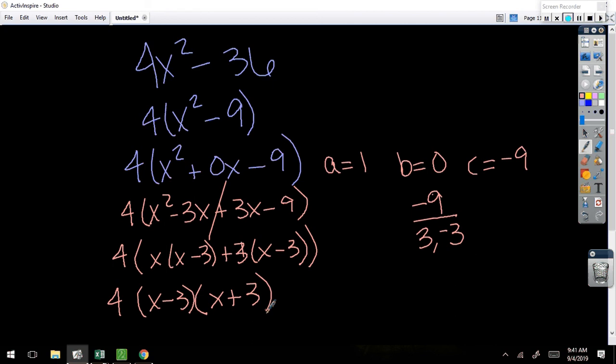Remember that pattern, difference of 2 squares? If they're both perfect squares with a minus in the middle, you do the square root of each one, 1 plus 1 minus. If you ever take a GCF out in the beginning, it just follows it all the way down. Una más.